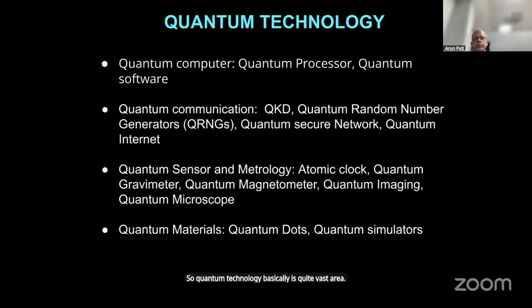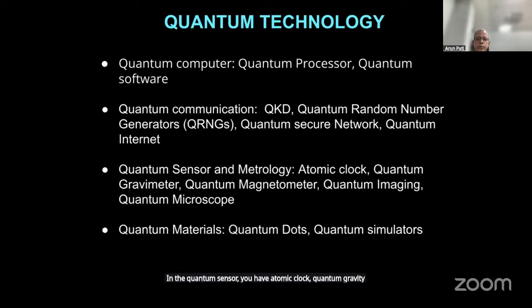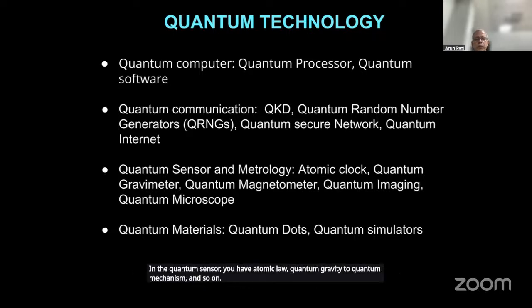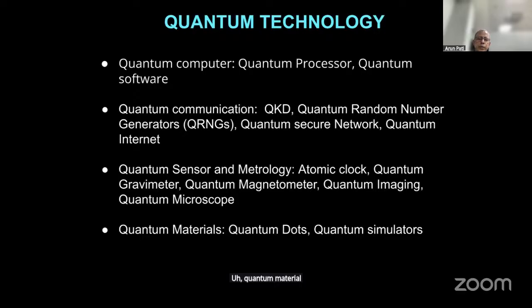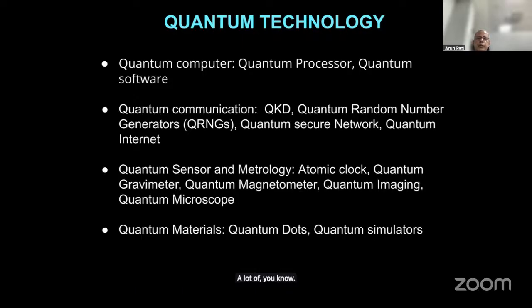So you have the quantum computer, quantum processor, quantum software. Quantum communication involves QKD, teleportation, remote state operation, quantum random number generation, quantum secure network, quantum internet. In quantum sensor and metrology, you have atomic clock, quantum gravimeter, quantum magnetometer, and so on. Quantum material basically involves how to design quantum hardware for quantum computers and building new devices for quantum sensors and so on, like quantum dot, quantum simulators. A lot of things are happening over the last 10-20 years.